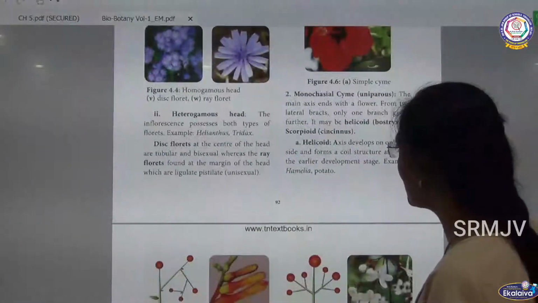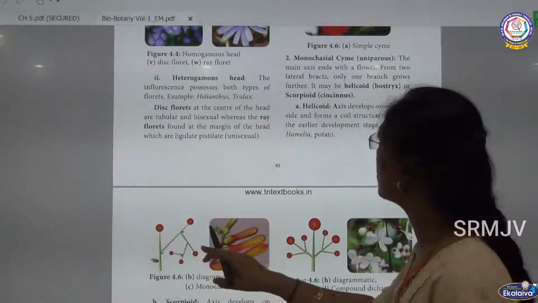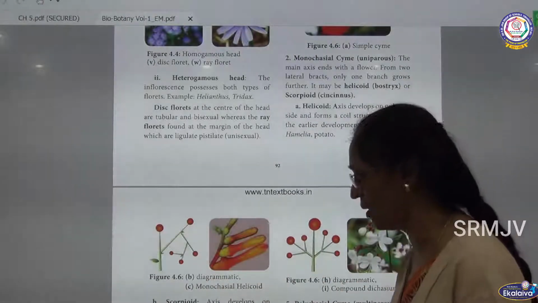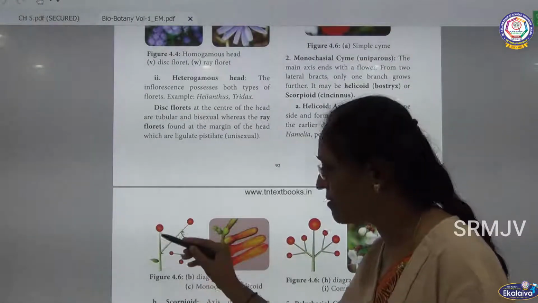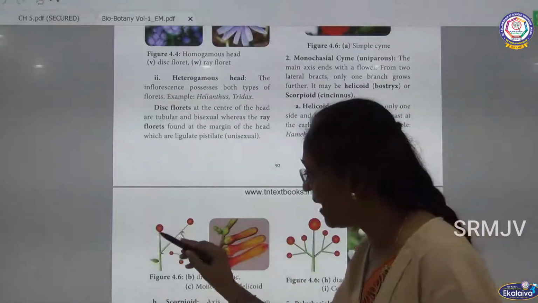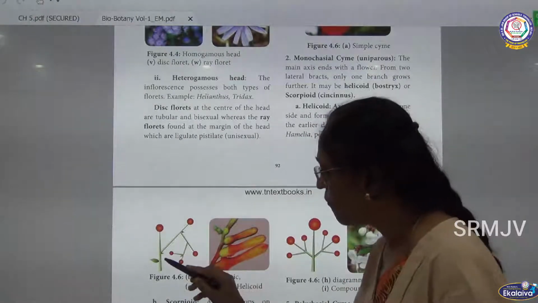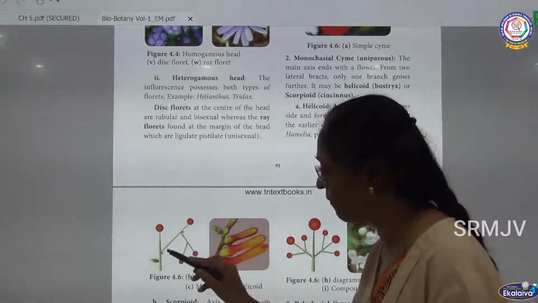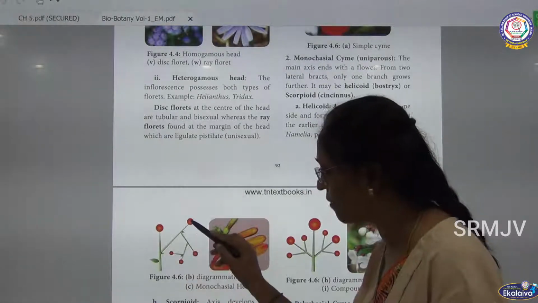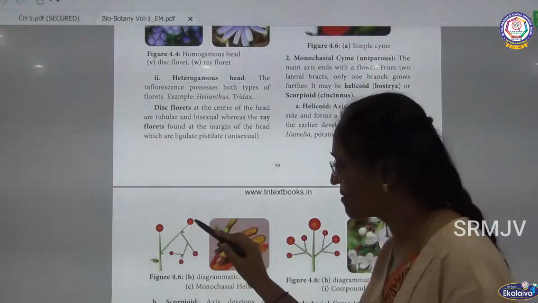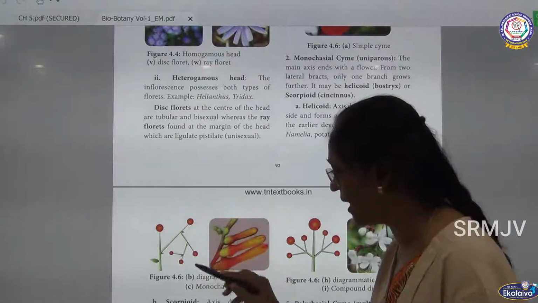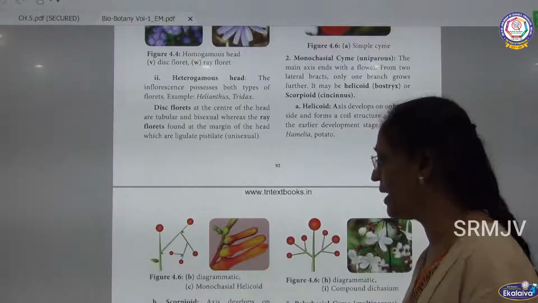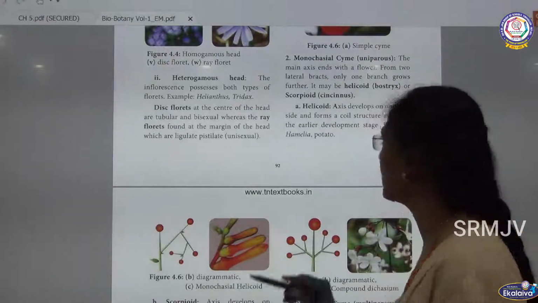And in this picture you can see what you call a monochasial cyme. Here this is the main axis, and the flower is at the top. From the bract of this, only at one side, from only one bract, you will find the floral axis. Again it is branched here. This you call monochasial helicoid.